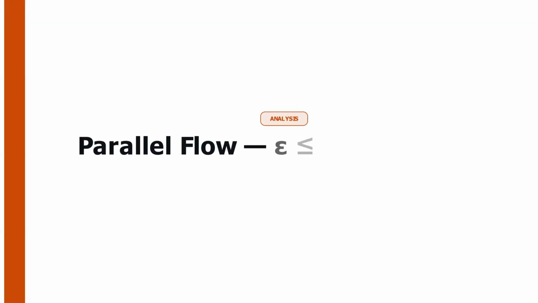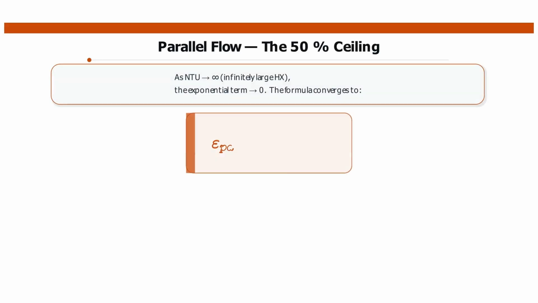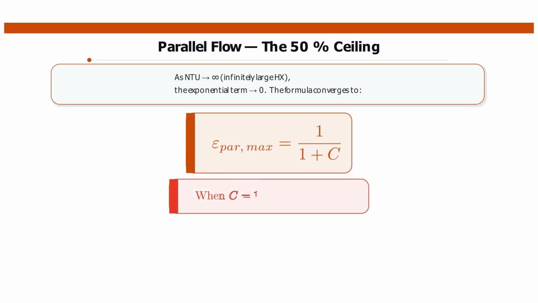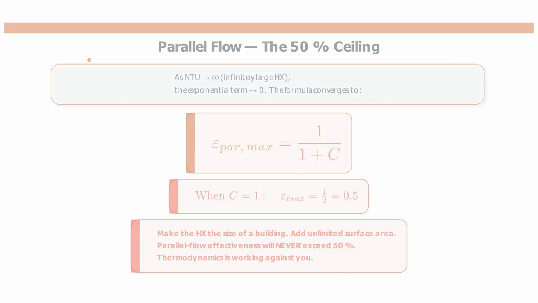Let us study these formulas, not just memorize them, but understand what they tell us. Look at the parallel flow formula. As NTU approaches infinity, as you make the heat exchanger infinitely large, what happens to epsilon? The exponential term goes to 0, and the formula approaches 1 divided by 1 plus c. For c equals 1, equal capacity rates, that ceiling is 0.5. You can make a parallel flow heat exchanger the size of a building. You can add surface area without limit. The effectiveness will never exceed 50%. The thermodynamics is working against you.